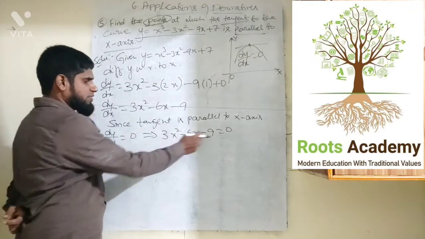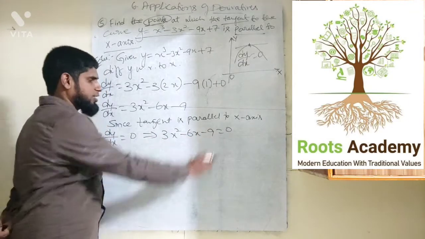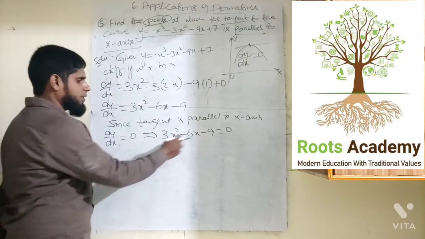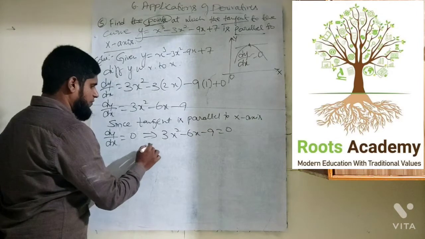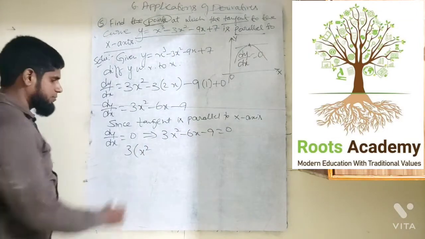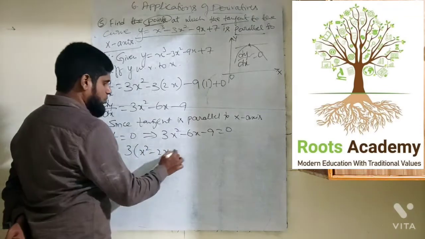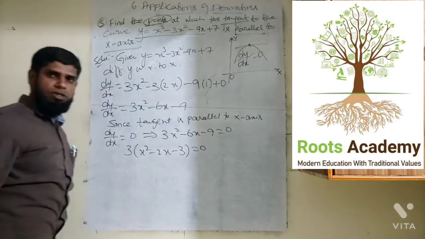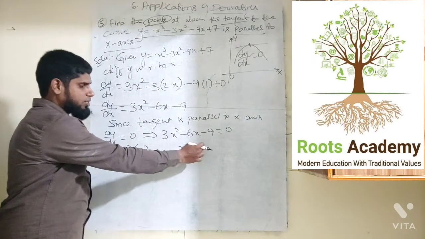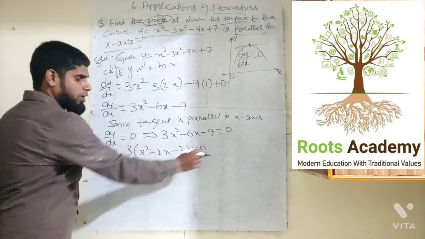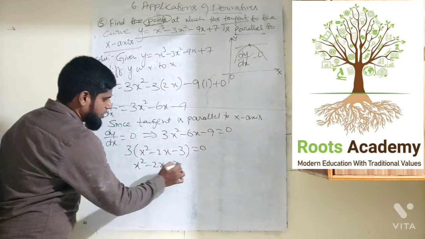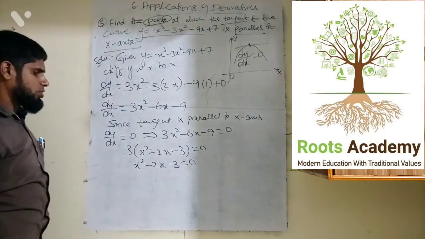Since here everything is divisible by 3, I can easily take 3 common, or I can divide by 3. If I divide by 3, or if I take 3 common here, what do I get? x square minus 2x minus 3 is equals to 0. If I cross multiply this 3 to the right hand side, I get 0 by 3, so it remains 0 only here. So the next step is x square minus 2x minus 3 is equal to 0.